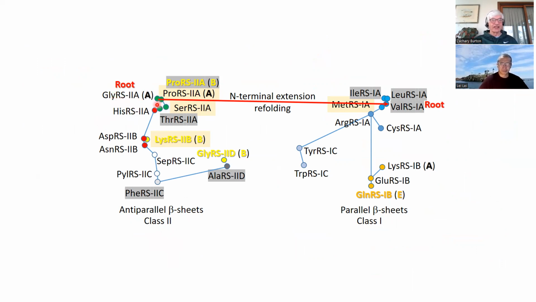So GlyRS is very clearly a homolog of ValRS and IleRS if you look in the right organisms. To make these enzymes, you take this enzyme, you extend the N-terminus, and then you change the fold, and you get ValRS and IleRS. So I'm going to say that all the class 1 enzymes radiated from an ancient ValRS, and all of the class 2 enzymes radiated from GlyRS 2A.